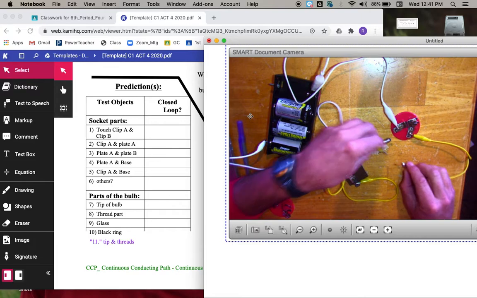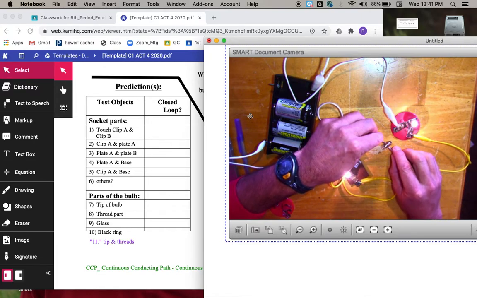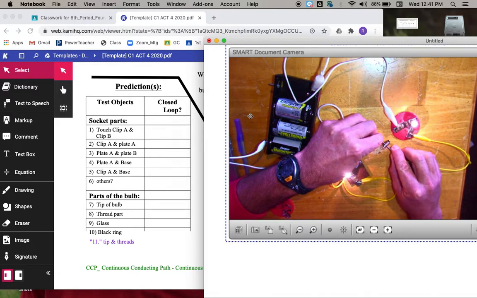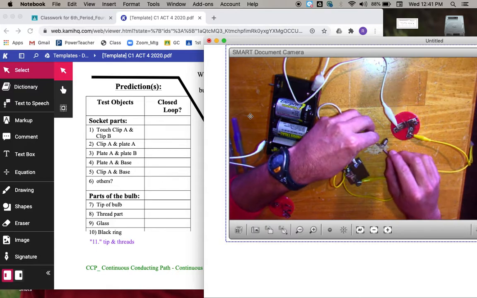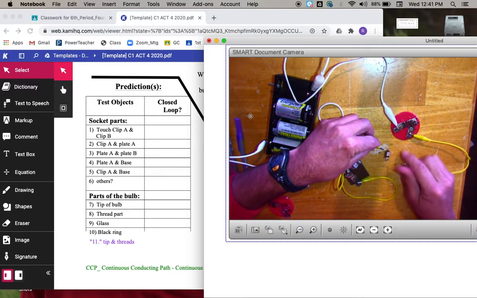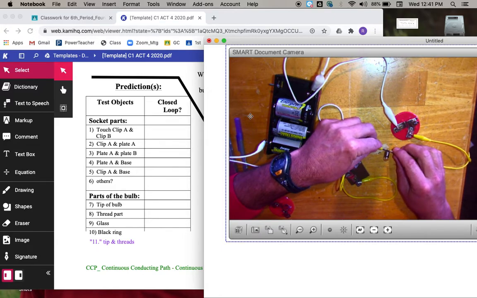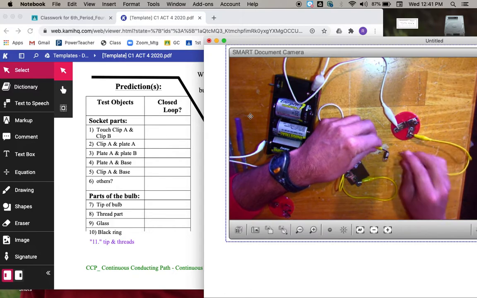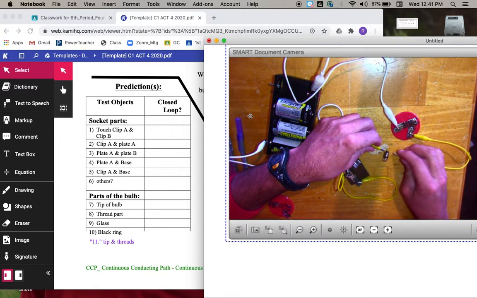Next up, we touch the threads of the bulb. Both testing wires are on the threads, the test bulbs are lit, we have a closed loop, but again, notice this third bulb is unlit. Both test wires go to the glass, the bulbs are unlit, therefore it's an open loop. And then finally the black ring, which is pretty challenging to touch. Touching both black rings, the test bulbs are unlit. That black ring is made of ceramic material and it's an insulator.